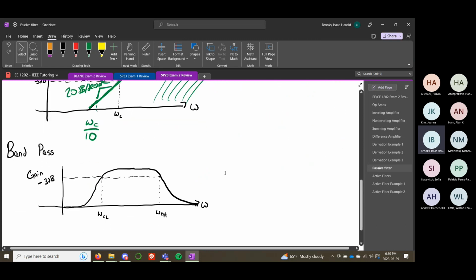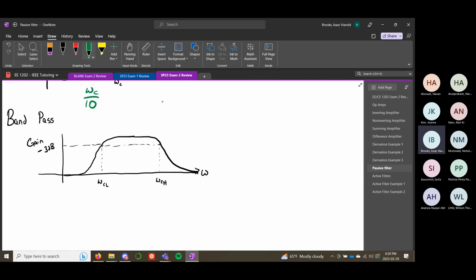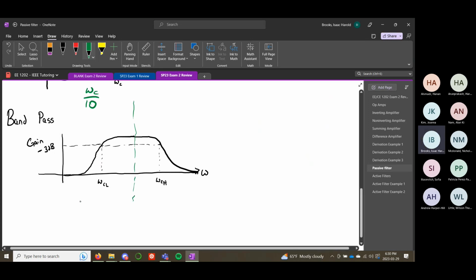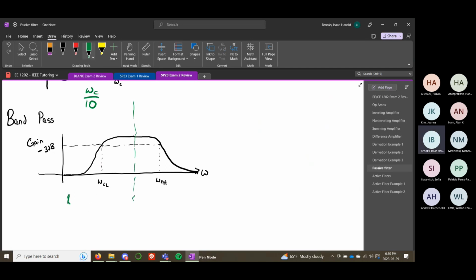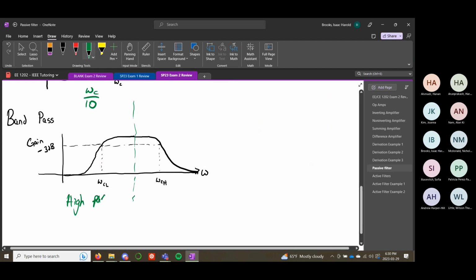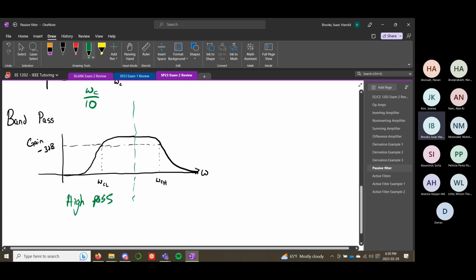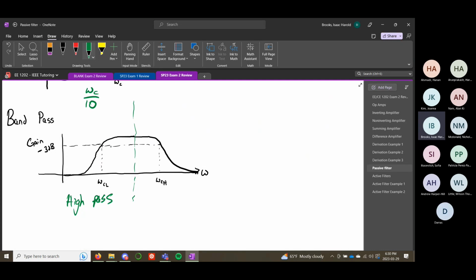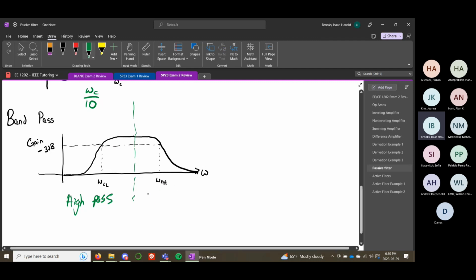And then the last type is a band pass. So the band pass has two cutoff frequencies, the low cutoff frequency and the high cutoff frequency. And one thing that you should not get confused about is if you look at the left-hand side of a bandpass filter that has the low cutoff frequency, this is the high pass side, because it kind of looks like a high pass filter. The high frequency signals are being passed through, and the low frequency signals are being attenuated. If you look at the right-hand side with the higher cutoff frequency, that is the low pass filter side.